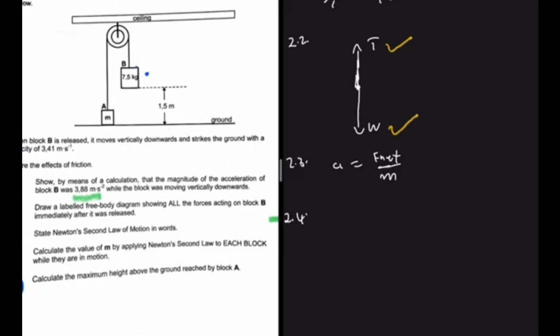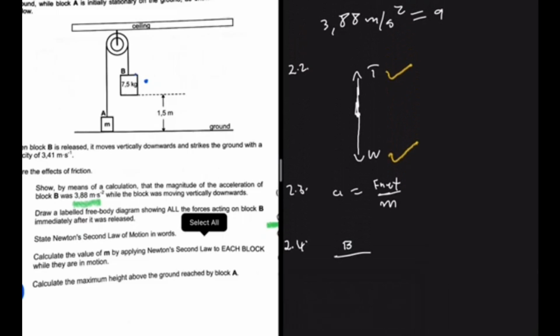It's saying let's calculate the value of M by applying Newton's second law to each block while they are in motion. People are getting this question wrong so often. Usually they just say calculate the value of M, and you have to figure out yourself that you have to use Newton's second law on both blocks. But now they're actually telling you, let's go ahead and apply it on block B and see what's going to happen. So for block B, we have the free body diagram, right?